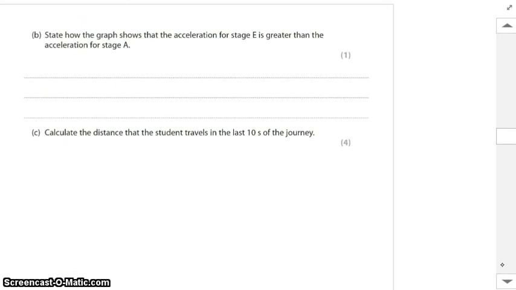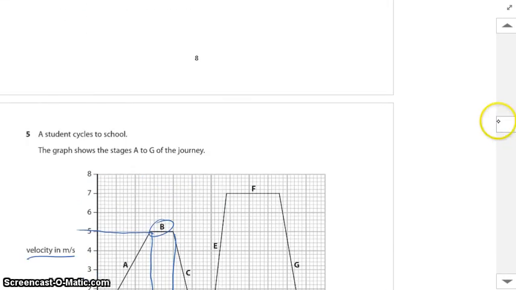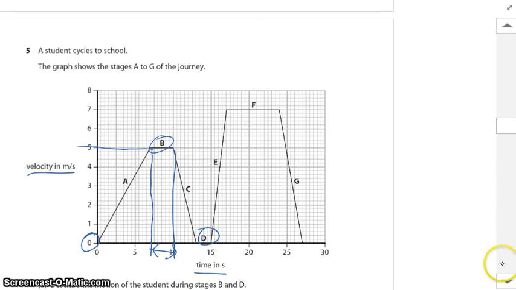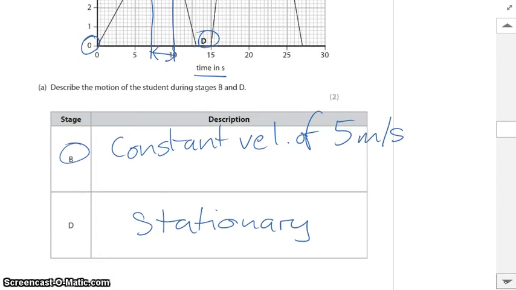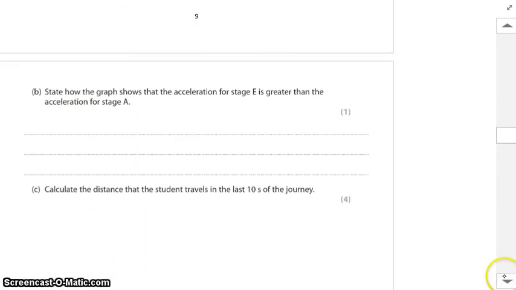How does the acceleration for stage E is greater than the acceleration for stage A? Well, if you look at the graph, you can see that the line in E is steeper than the line in A. The other way of saying that is that the gradient in E is greater than the gradient in A. So line E is steeper.